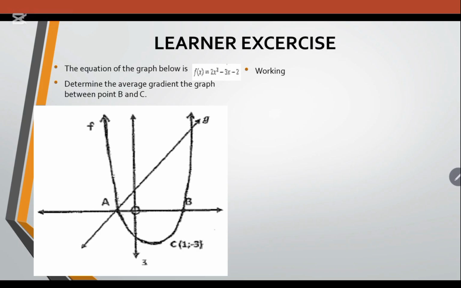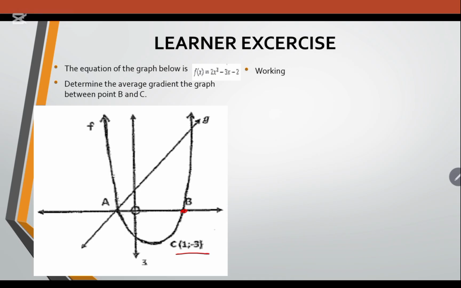This was picked from one of the exam material. They say the equation of the parabola below is f of x is equal to 2x squared minus 3x minus 2. Determine the average gradient of the graph between point B and point C. The coordinates of C they are given are (1, negative 3). We therefore need to find the coordinates of B. What is B? It is the x-intercept.